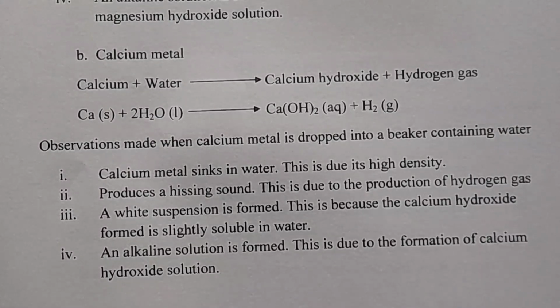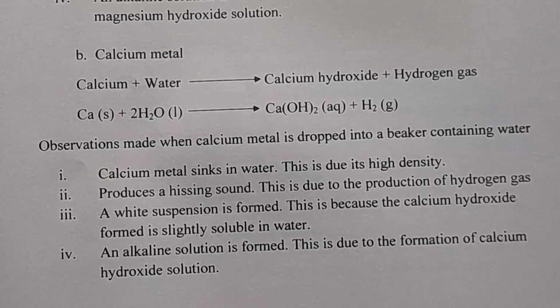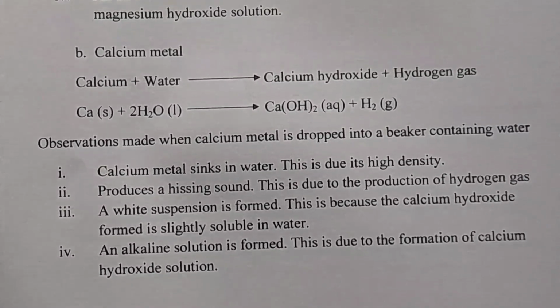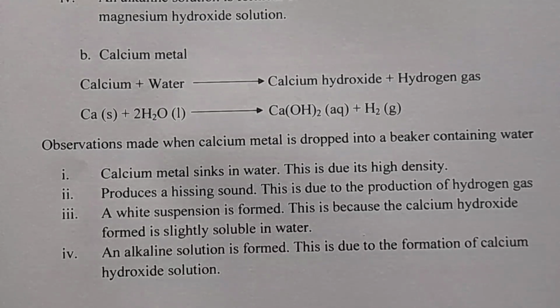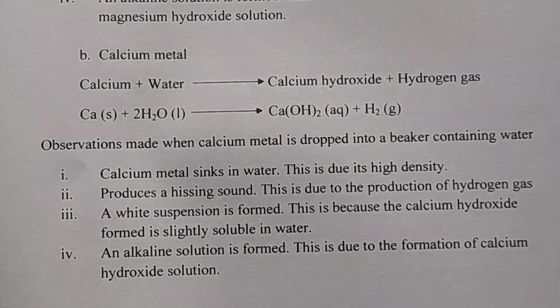Number 3, a white suspension is formed. This is because the calcium hydroxide formed is slightly soluble in water. Then lastly, an alkaline solution is formed, and that's due to the formation of calcium hydroxide solution, which is a basic solution.